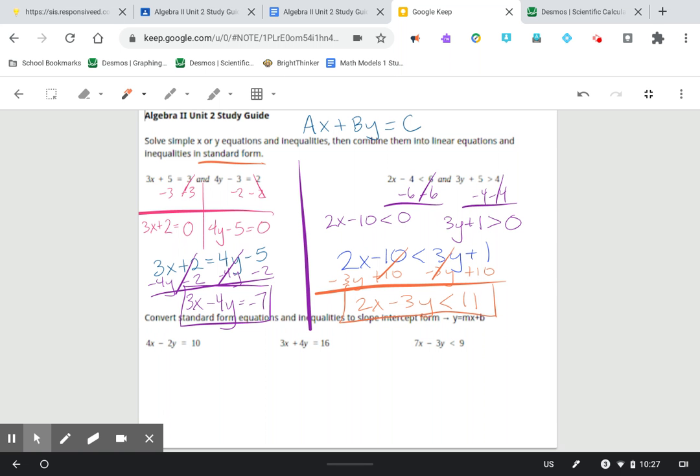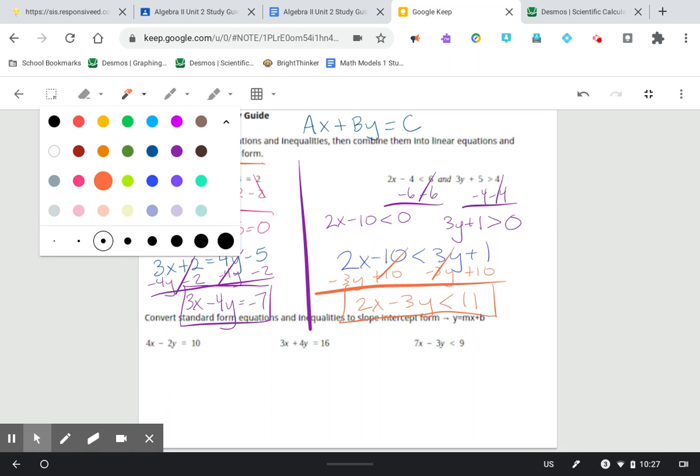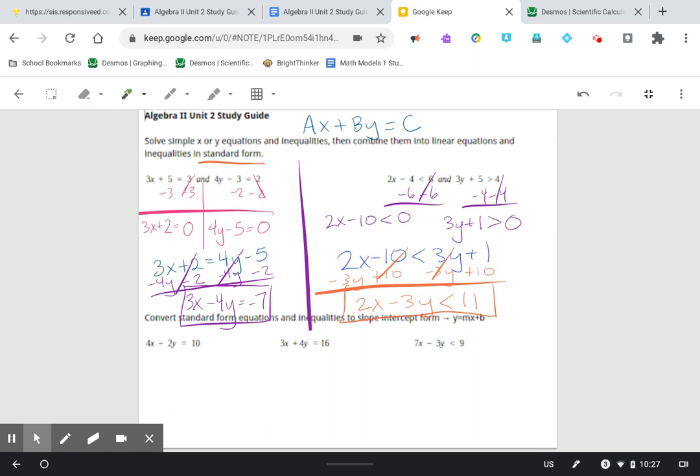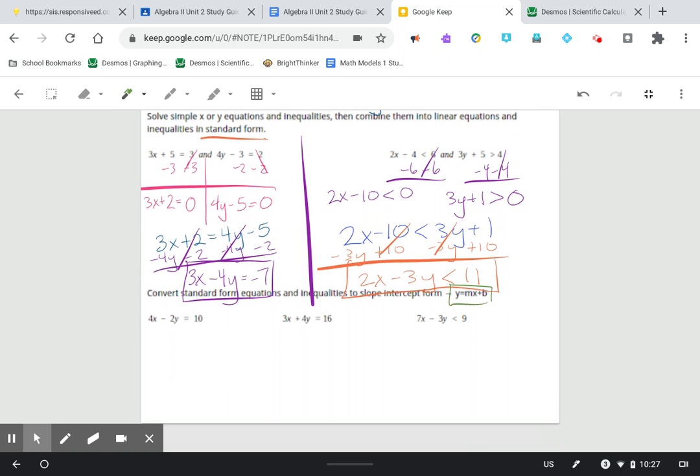And then they want us to be able to take a standard form equation and convert that into slope-intercept form. Slope-intercept form is right here. It's y equals mx plus b. You should know that, be super familiar with that. There are 2 steps to this. First step, move the x, and the second is divide the y.